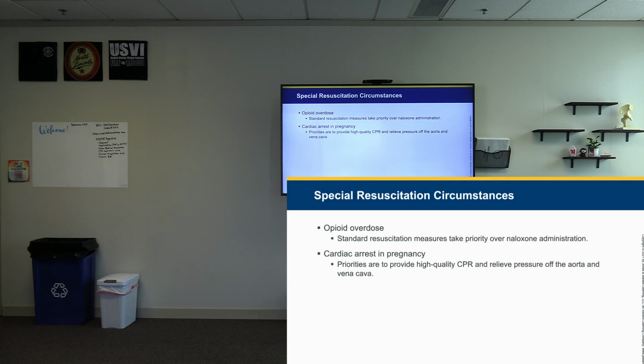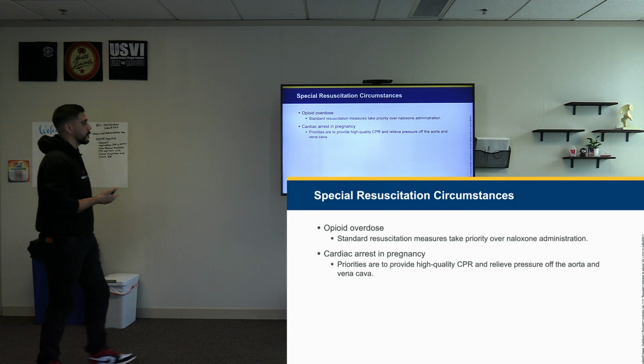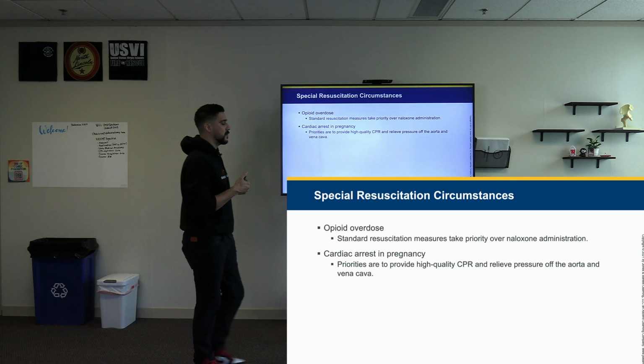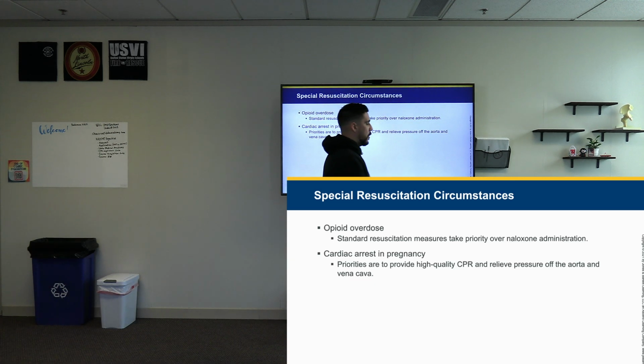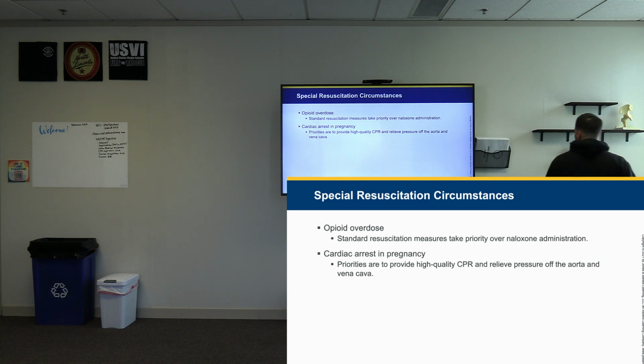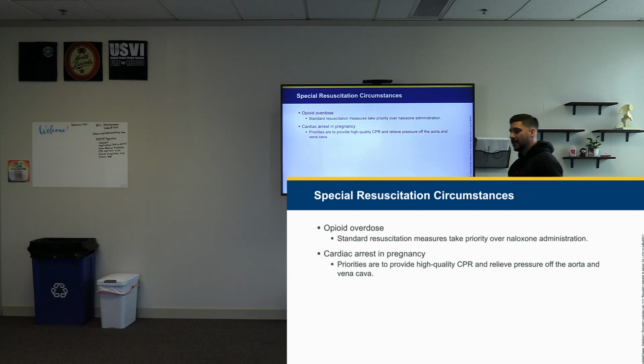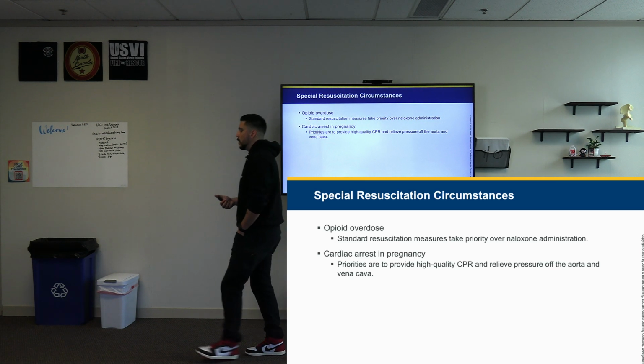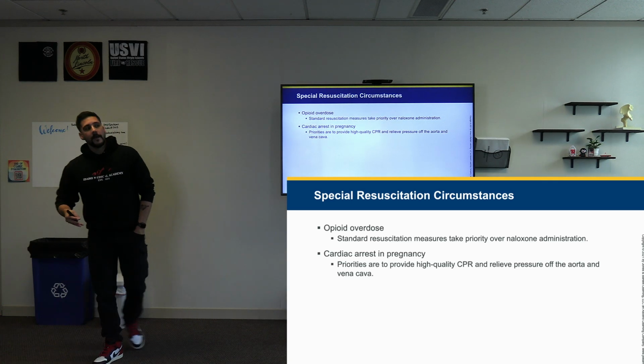Now, there are going to be some special circumstances we have to consider. First one, opioid overdoses, things like fentanyl, heroin, oxycodone, hydrocodone, morphine, all of the opioids or opiates, okay? Standard resuscitation measures, we're going to do the same thing as needed. Only difference being we can use naloxone or Narcan, typically IN at the EMT basic level, okay?